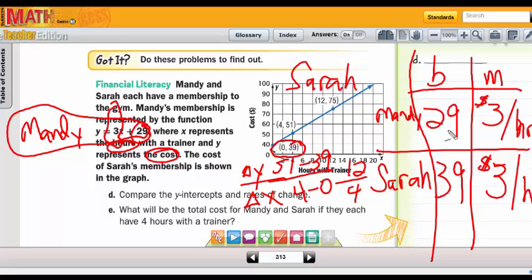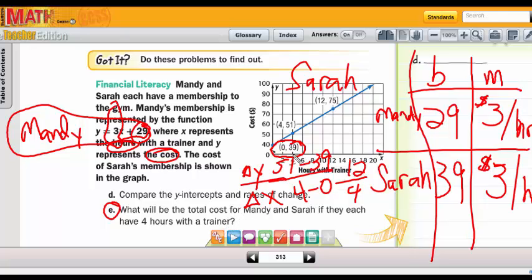So again, we have the same rate of change, $3 per hour. So for Mandy, we have y-intercept 29 and $3 per hour. For Sarah, we have y-intercept of 39 and $3 per hour. So we're supposed to compare the y-intercepts and the rate of change. We did that. And then the next question is, what will be the total cost for Mandy and Sarah if they each have 4 hours with a trainer?